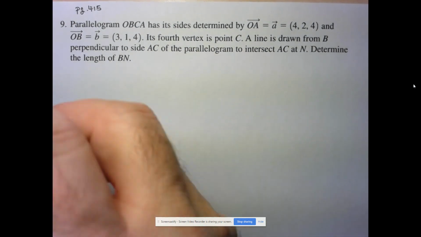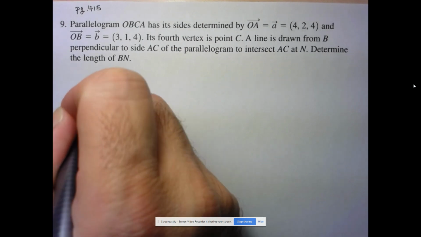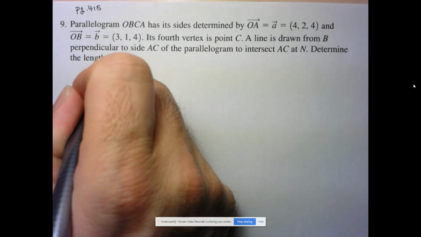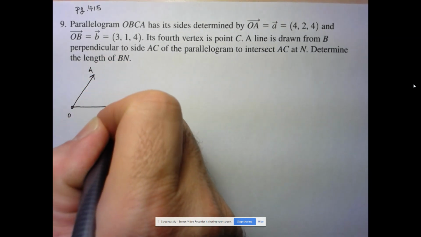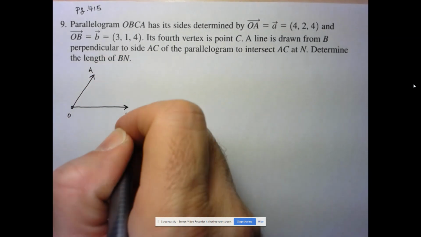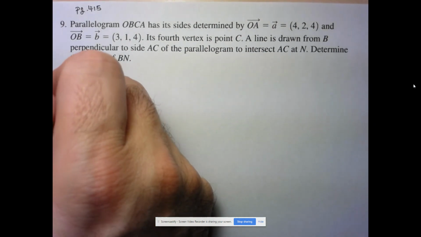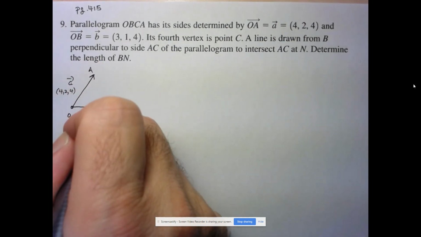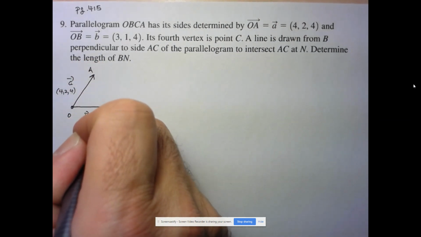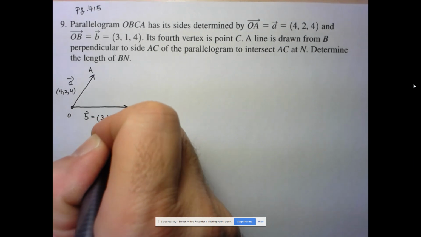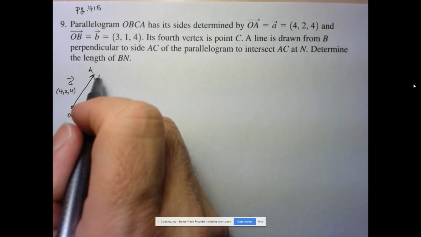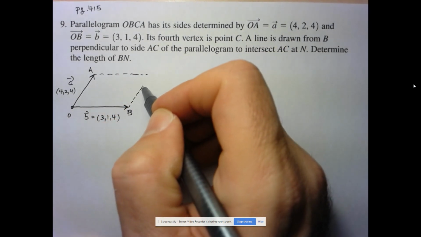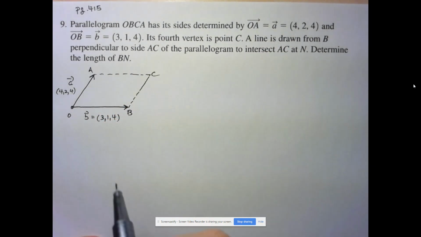All right, so let's say this is point O, and I'm going to point A. Okay, and then here this will be O to B. So this is vector A, which is 4, 2, 4. And this is vector B, which is 3, 1, 4. All right, and then we'll finish off the parallelogram here to point C. All right, so this is our scenario.